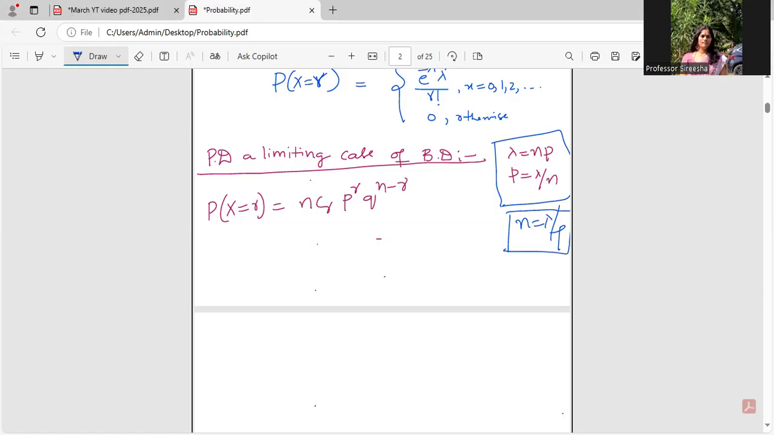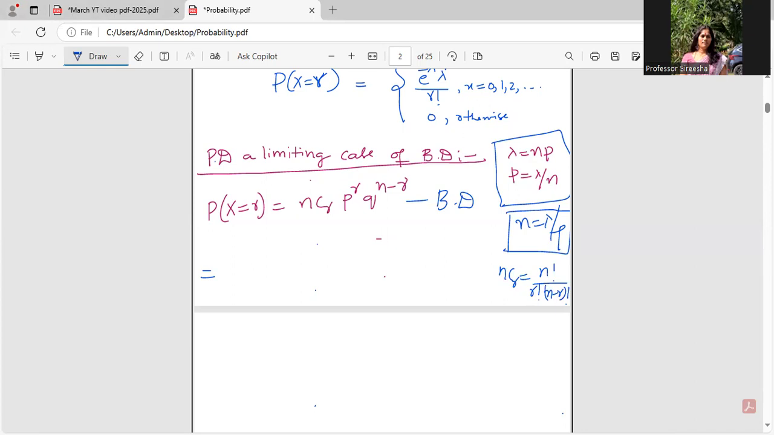We all know that the formula for binomial distribution is, out of n trials, the probability of getting r successes is given by nCr p^r q^(n-r). Now let's go into the expansion of the binomial distribution formula. nCr is n factorial by r factorial into (n minus r) factorial. So I'll be expanding.